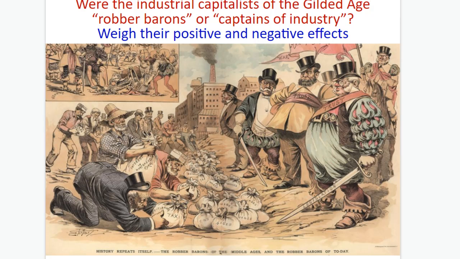So the industrial capitalists of the Gilded Age become known as the robber barons or the captains of industry. We're going to discuss in the next section whether or not this is a positive or a negative based off of the perspective that we're going to talk about in each scenario.